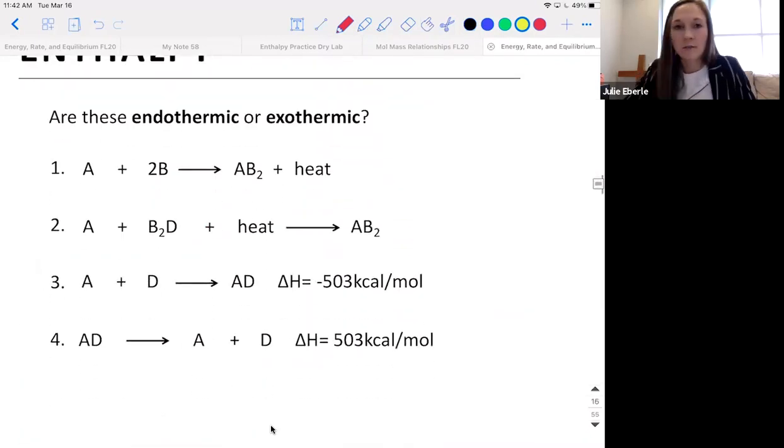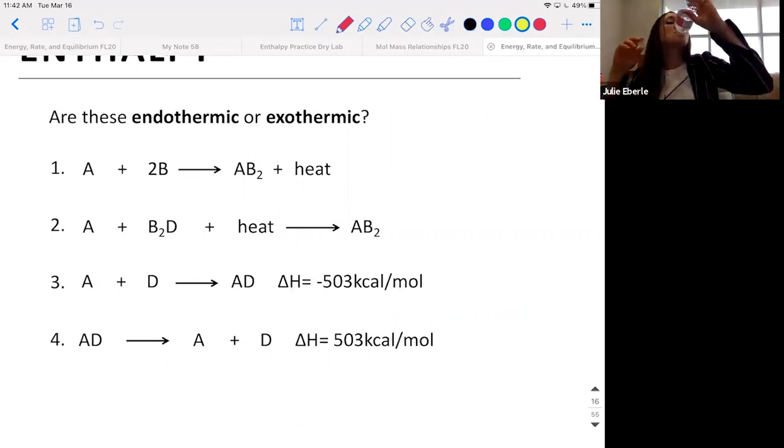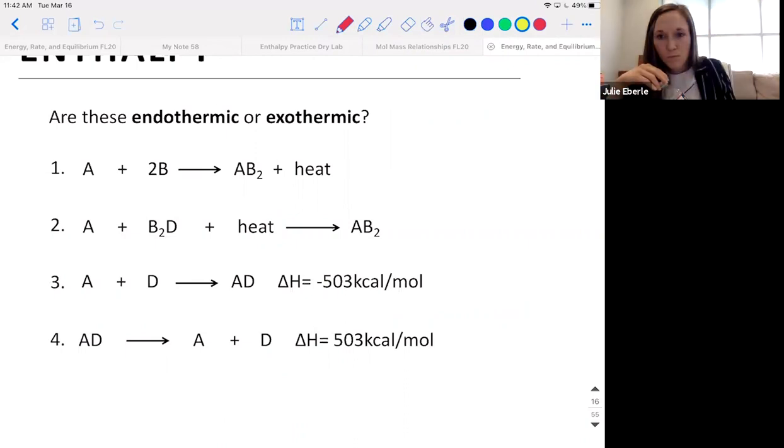All right, poll question. I want to see how well you've learned what we just talked about. There's 4 questions, so make sure you answer all 4 here. Are these endo or exothermic?